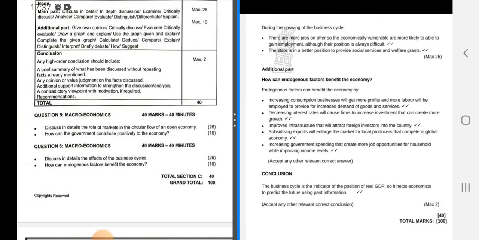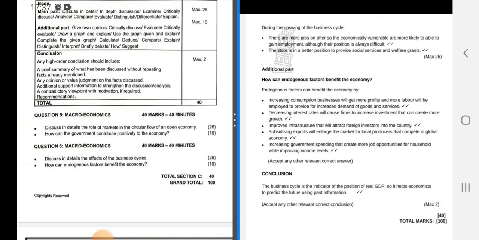So for the conclusion, it is a fact. What is the fact about business cycles? Here they say the business cycle is the indicator of the fluctuation of real GDP. So it helps economists predict the future using past information. So that is our full marks.